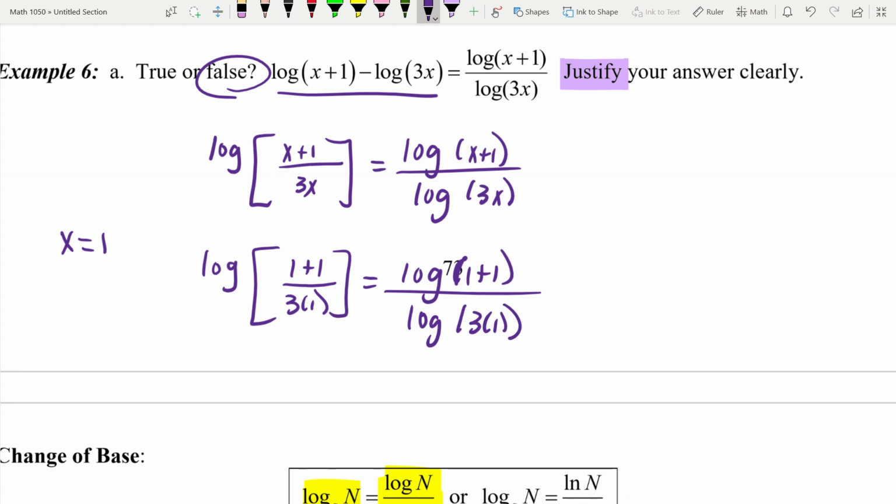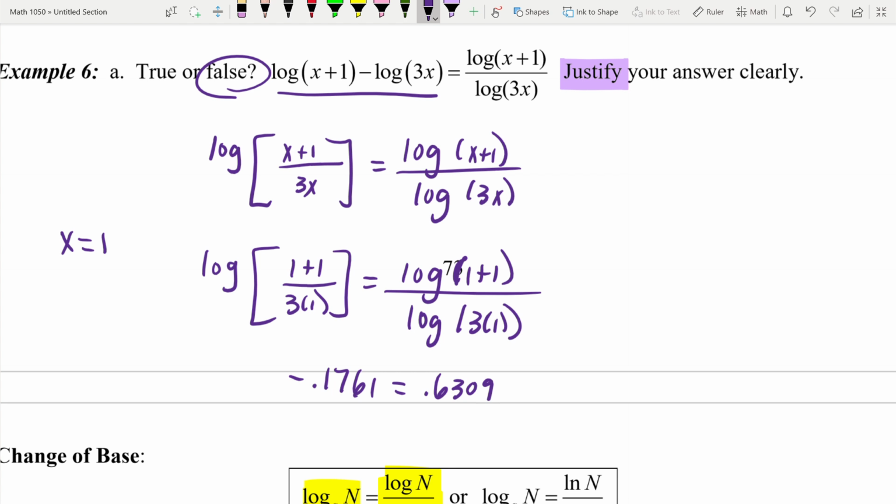Now you have to know how to put these in your calculator to be able to answer it correctly, okay? The left-hand side is the log of 1 plus 1 is 2, divided by 3 times 1 is 3, close it off, hit enter, and I got negative 0.1761. Let's see if I get the same thing on the other side. So I'm going to go log 2, close it off, divided by log 3, close it off, hit enter, and I get 0.6309. So now I've proven it.